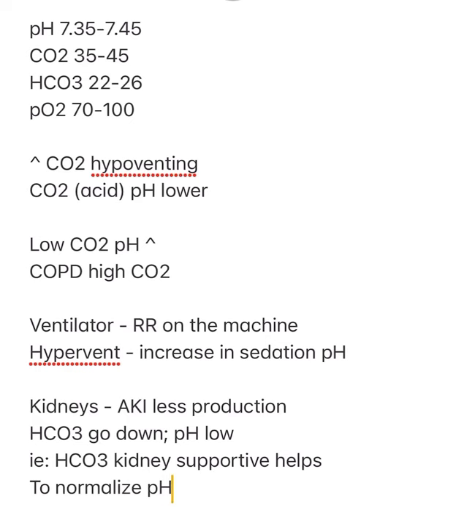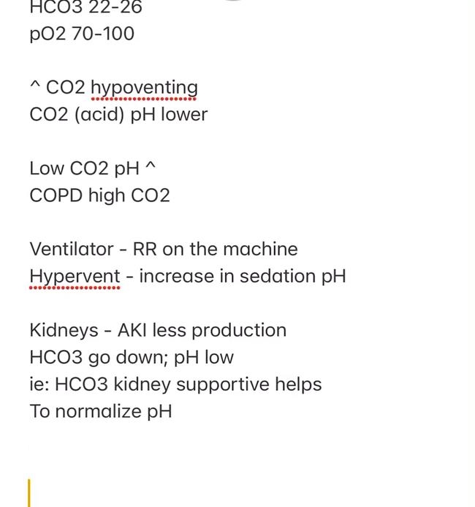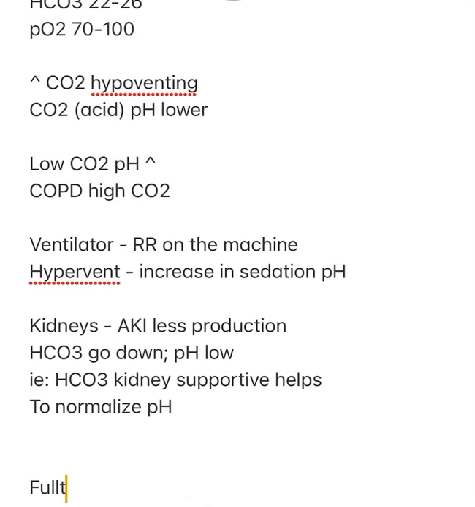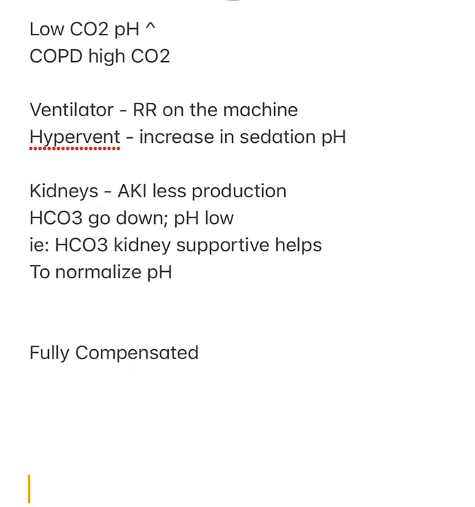For example, just try and keep these normal values in your head or write them on a sheet of paper. I'm going to go through a scenario. I'm going to go through a fully compensated, and then a partially compensated. So for a fully compensated, the pH has to be normal. So it has to be between that 35 to 45 range. So right in the middle, 7.4 is a perfect pH.